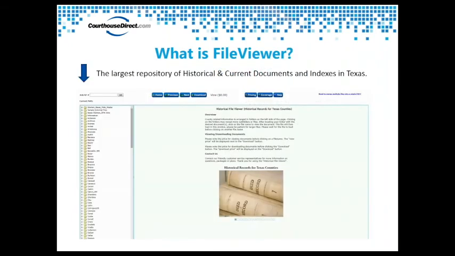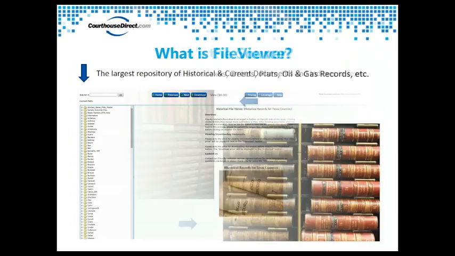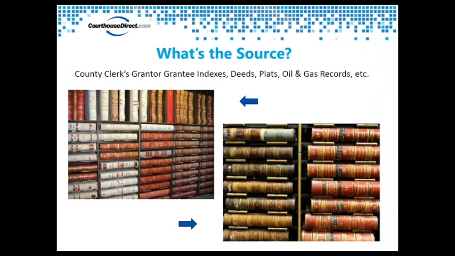So what is the FileViewer? The FileViewer is also known as our historical records, and it's the largest repository of historical and current documents and indexes in the state of Texas. You can see by the list of counties along the left-hand side that we have this repository of information for a lot of counties, whether small or large.